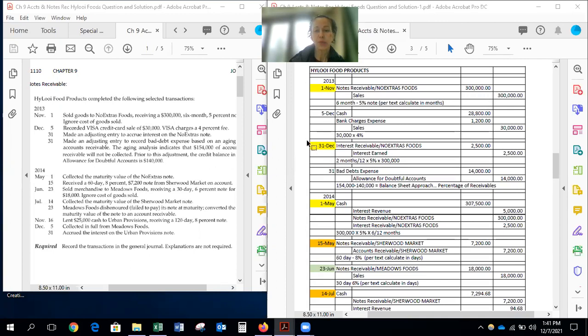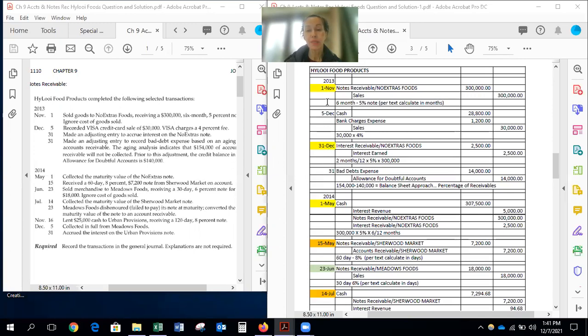On December 31st, okay, one of the entries is to accrue the interest on the no extra foods note. So on December 31st, what we have to do is accrue interest from November 1st to December 31st. Okay, chapter 3, accruals. Accrue the interest. Now the note is going to be outstanding from November 1st to December 31st. So it's all of November, all of December.